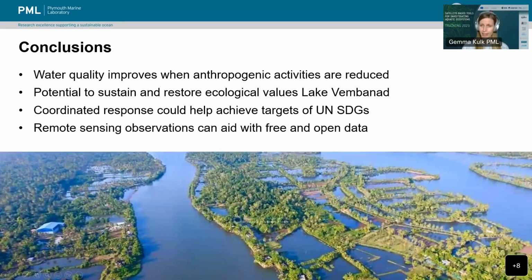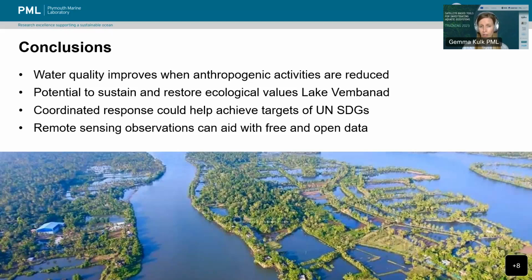Although we were not able to pinpoint specific sources of pollution, our study showed that water quality can improve substantially when anthropogenic activities are reduced. And this provides important insights into the future management of Lake Vembanad and other coastal and aquatic ecosystems. We showed that a coordinated response in reducing anthropogenic activities can improve water quality, with the potential to sustain and restore the ecological values of Lake Vembanad in the future.